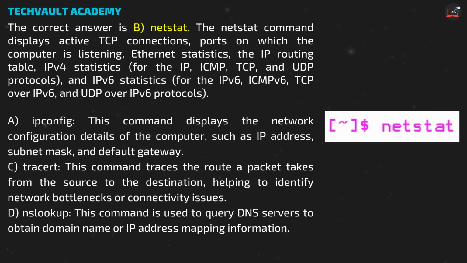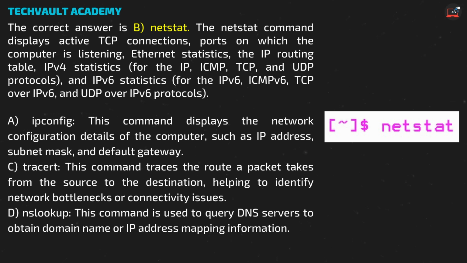The correct answer is B. netstat. The netstat command displays active TCP connections, ports on which the computer is listening, Ethernet statistics, the IP routing table, IPv4 statistics for the IP, ICMP, TCP, and UDP protocols, and IPv6 statistics for the IPv6, ICMPv6, TCP over IPv6, and UDP over IPv6 protocols.